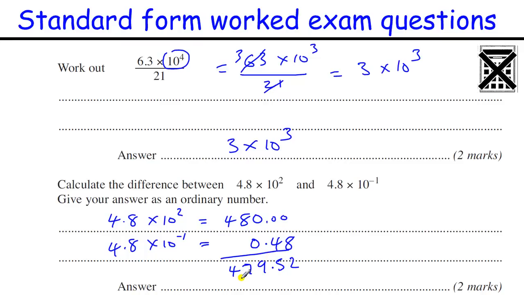Leave your answers as ordinary numbers, that's okay. That's probably actually the best way of doing it. If you're going to leave your answers as an ordinary number, we could convert one of these into the other type of power of 10, but if it's going to be left as an ordinary number, there's no point.